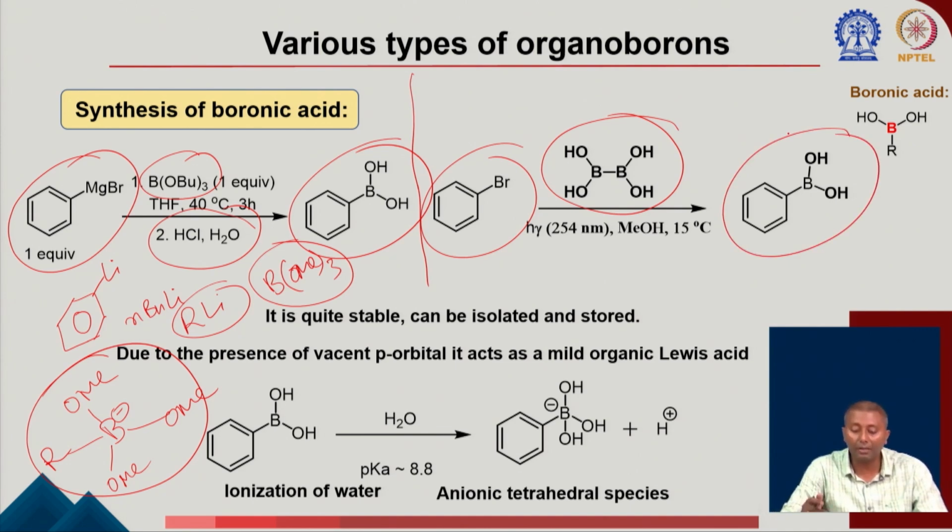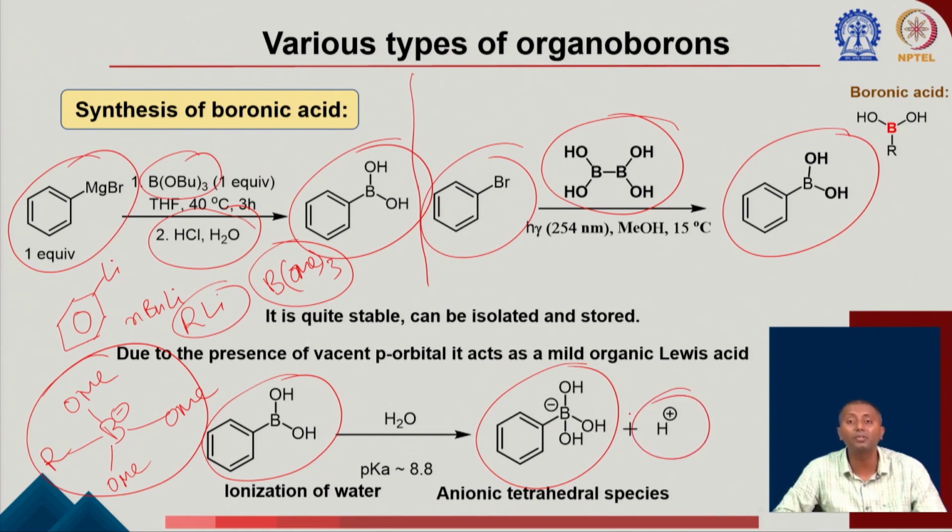Again, the boronic acid can also act as a mild acid, as I said. We are going to come back to that, because boronic acid can ionize in water and form some sort of anionic tetrahedral species here. We are talking about the fact that the boronic acid can also give H plus. Depending on the structure, the boronic acid pKa can change. We are going to come back to some of that discussion as well.